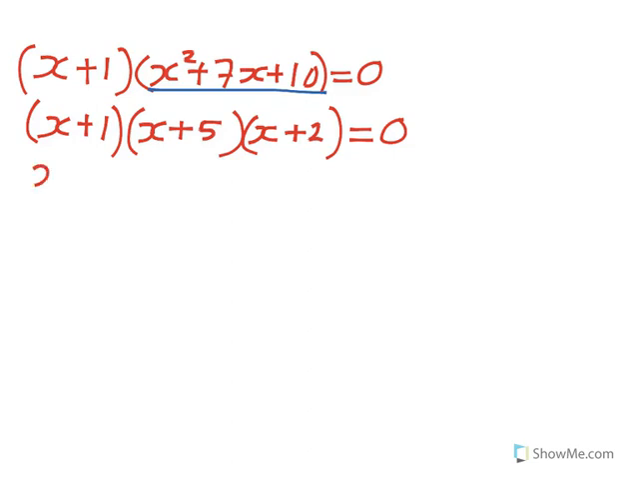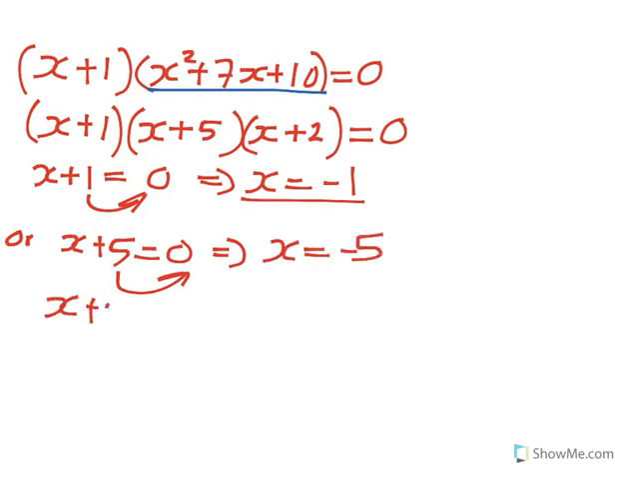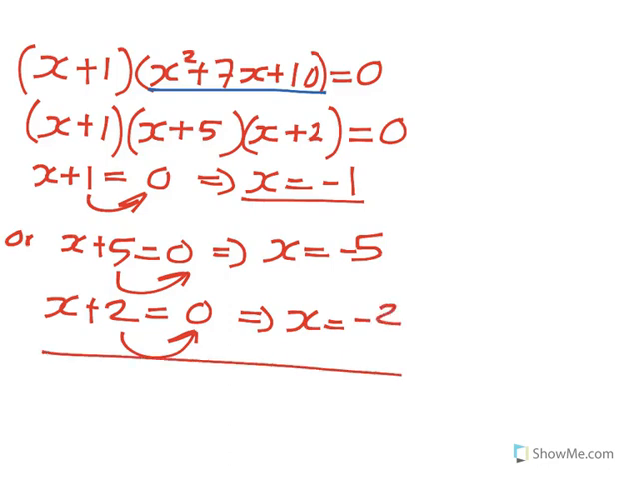Now when I solve it, it's either x plus 1 is equal to 0. Therefore, when you continue, 1 will jump the sign to become x is equal to minus 1. That's the first part. Or x plus 5 equal to 0. Then again, when 5 jumps there, it's x is equal to minus 5. Or x plus 2 equal to 0. Again, when 2 jumps the sign, therefore x is equal to negative 2. This is what they mean when they say solve for x. So the values of x are x is equal to minus 1, x is equal to minus 5, and x is equal to minus 2.